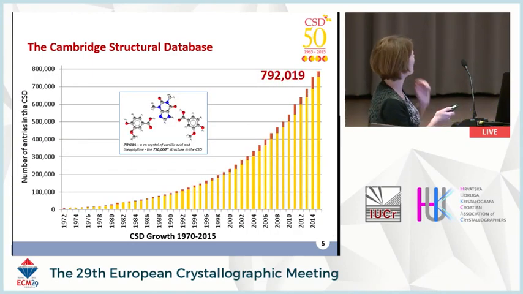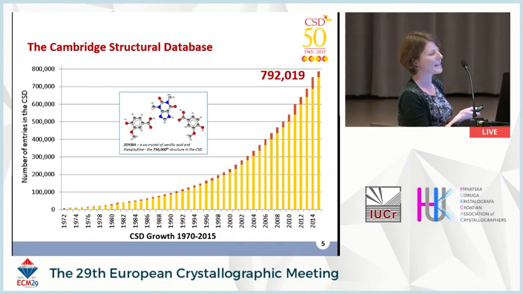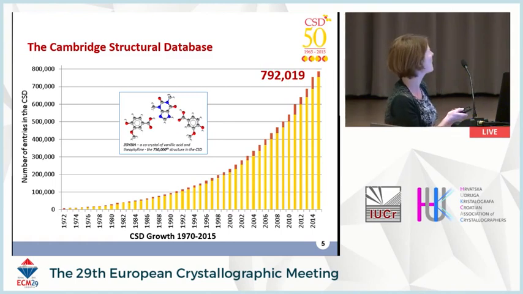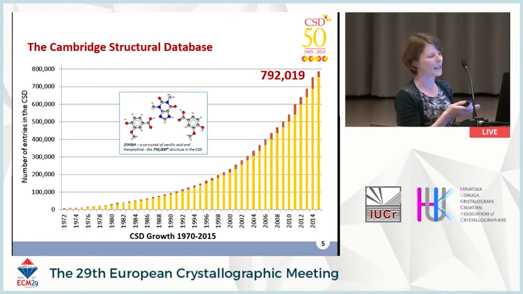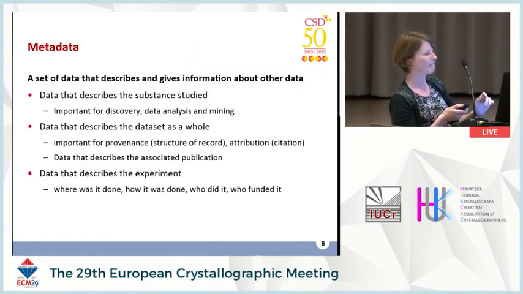And over the 50 years when we've been creating the CSD, the number of small molecule crystal structures published has continued to rise. So we've now got over 790,000 crystal structures in the CSD. And just as in the PDB, as the number of structures in the database rises, the complexity and size of the structures also continues to rise. So we've really had to evolve the ways we deal with data and metadata at CCDC.